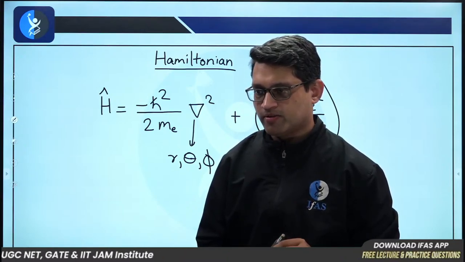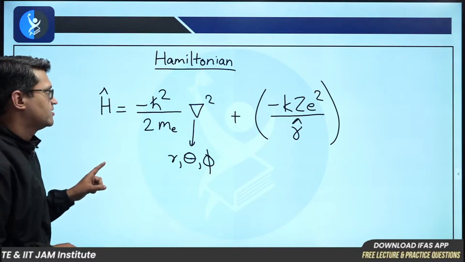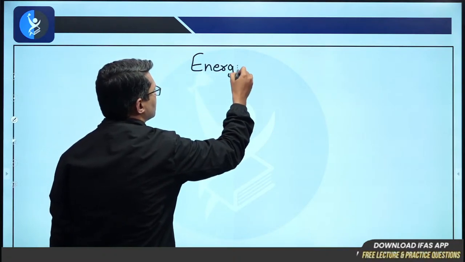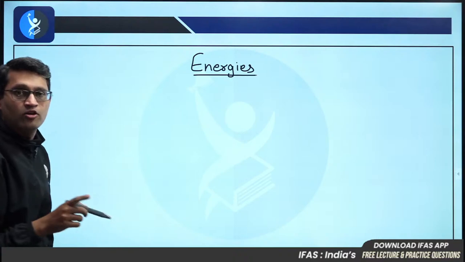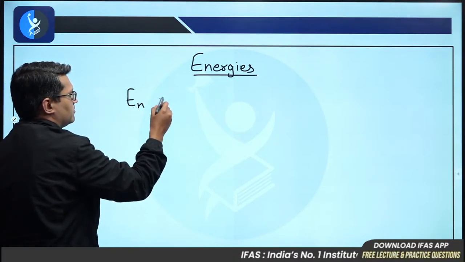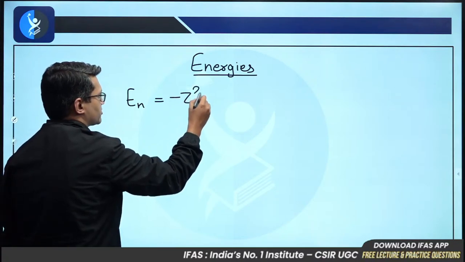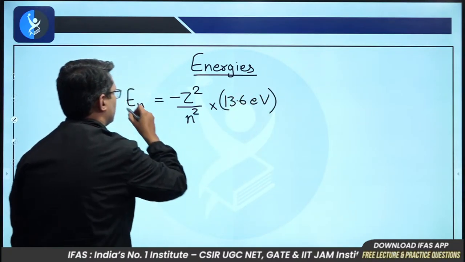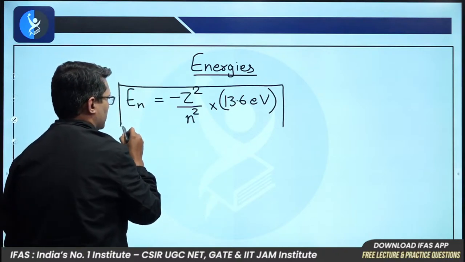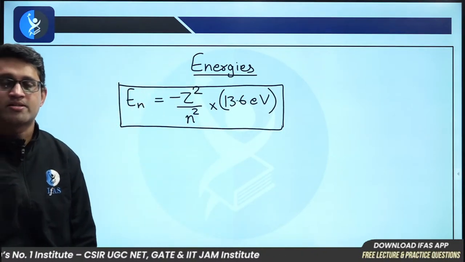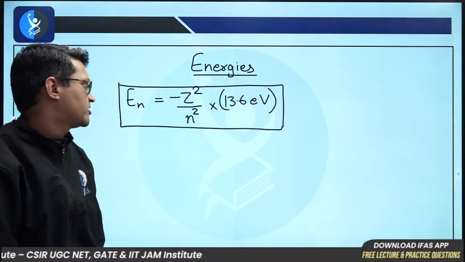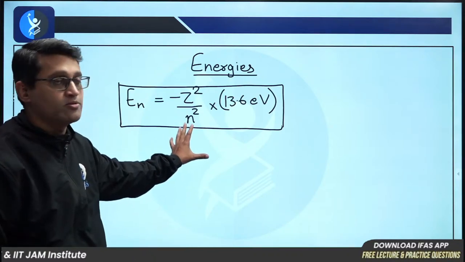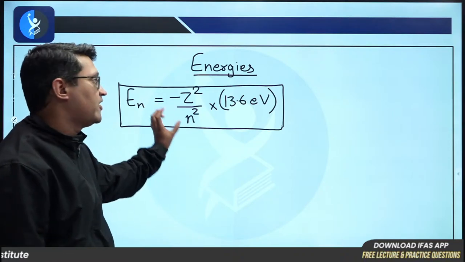Sir, isotopes of hydrogen, yeah, okay, fine. All right, so I hope all of you have understood the Hamiltonian. And as a result of this Hamiltonian, what are the energies that you get? The energy of a hydrogen-like system, En, is minus Z square over n square into 13.6 electron volts. Very, very important formula. If you know this formula, of all the questions on hydrogen atoms that are asked, you will be able to solve 30 to 40% of the questions just by using this formula. So this is a very, very important rule.